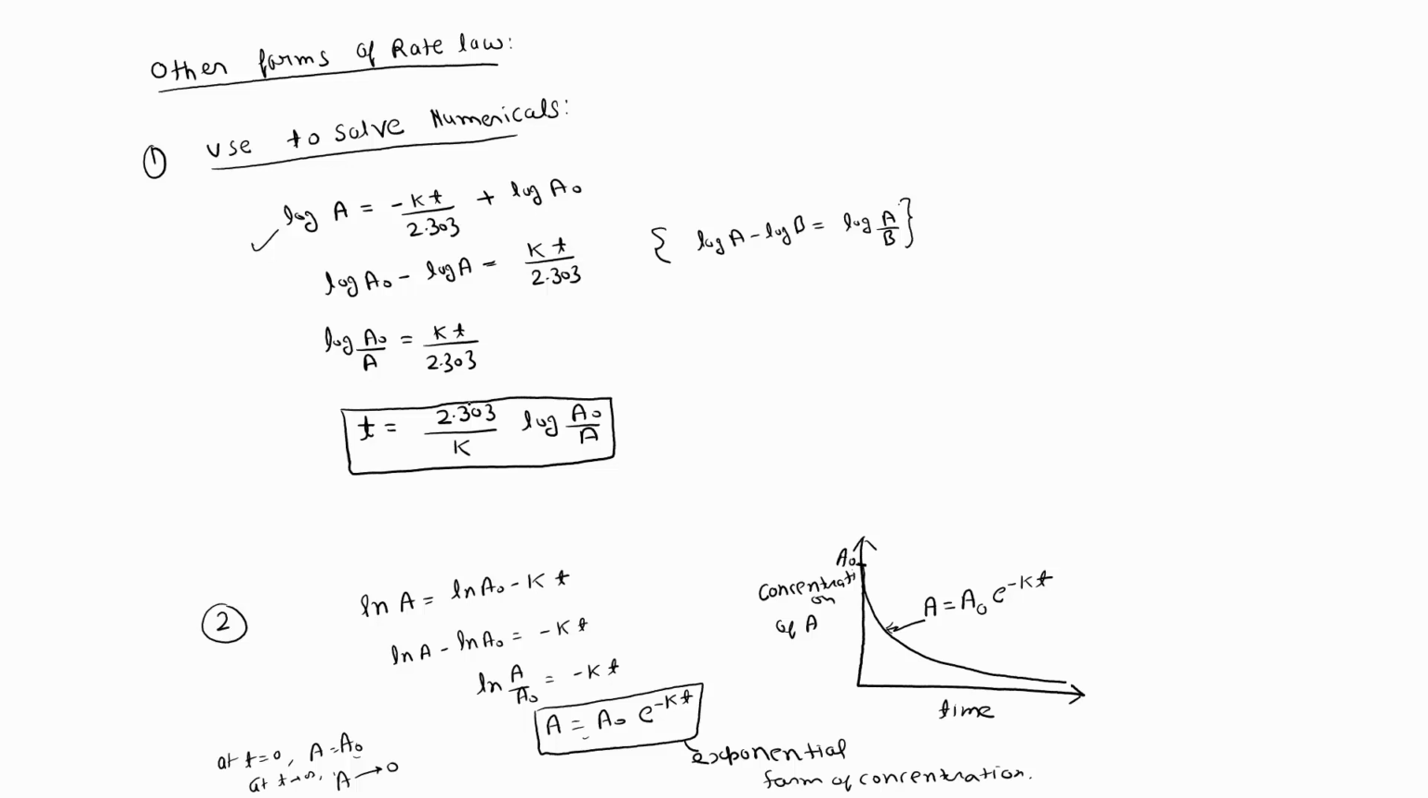And we have talked about the other forms, that is A is equal to A naught e to the power minus kt. You don't have to memorize this form. Actually, this form is only used to get the graph of concentration of A with respect to time, but for questions we will use this form. T is equal to 2.303 log A naught by A divided by k.